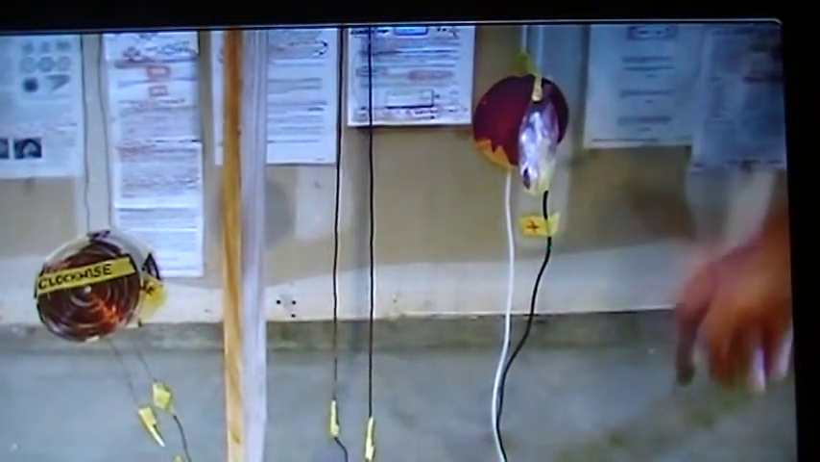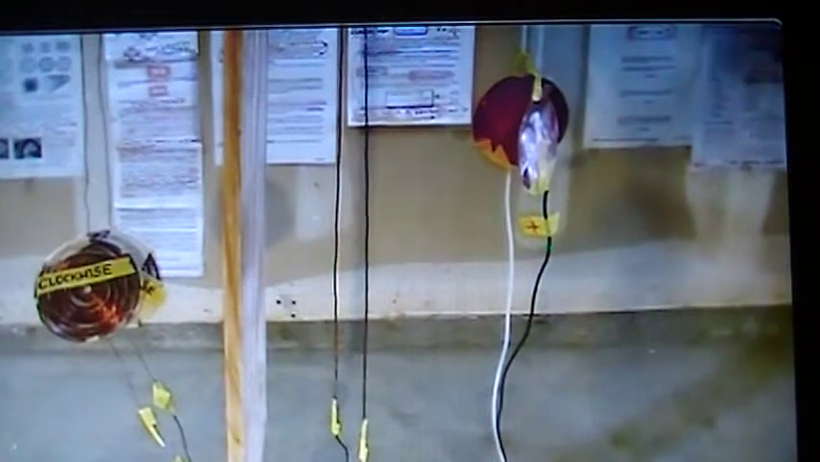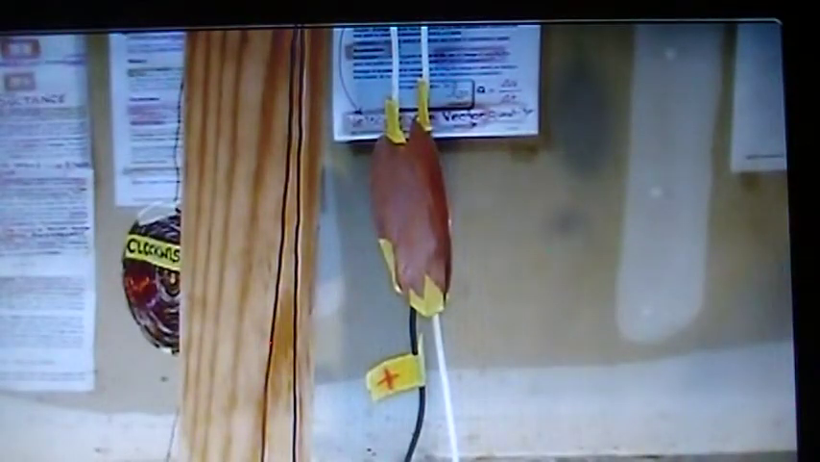See? They repel each other. This is another one. This is another experiment. Regardless of the shape and the size, when the current flows in exactly like a wire, they're going to repel each other.